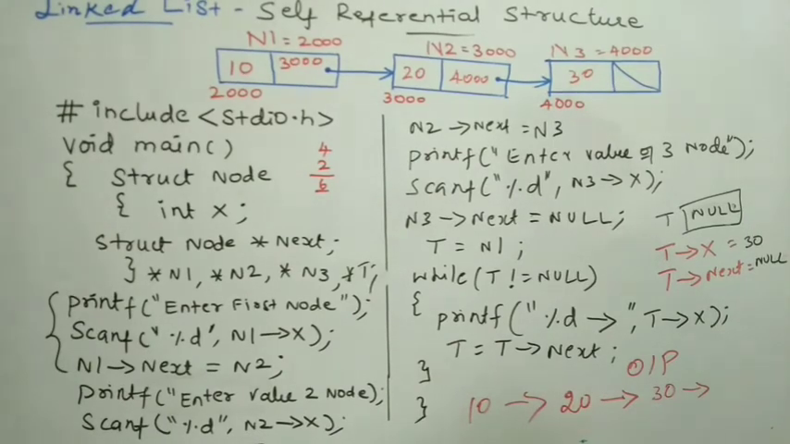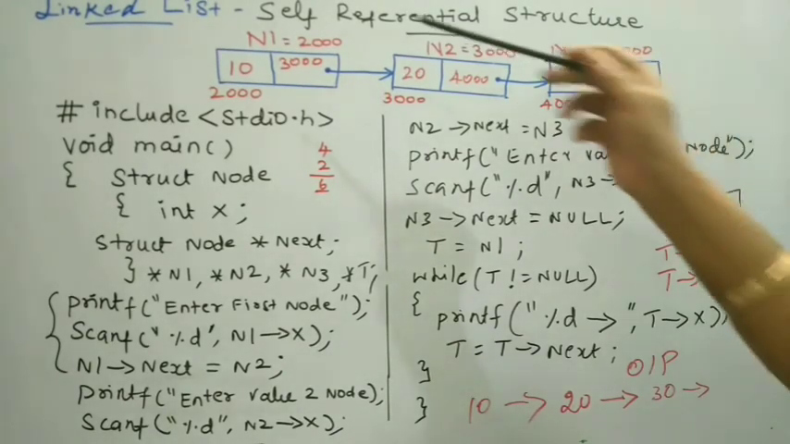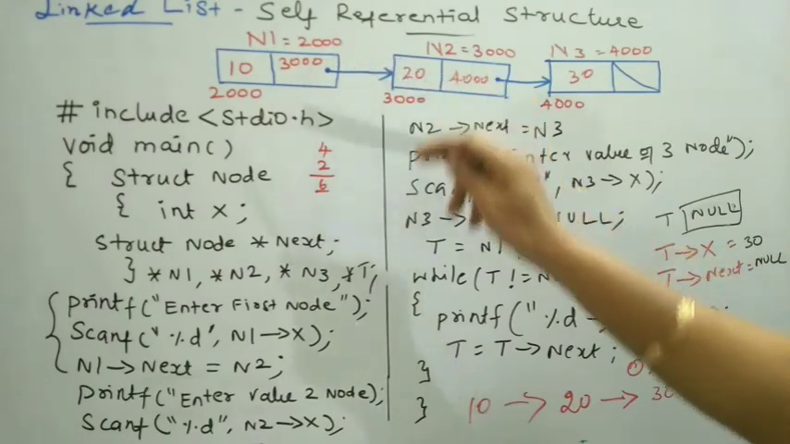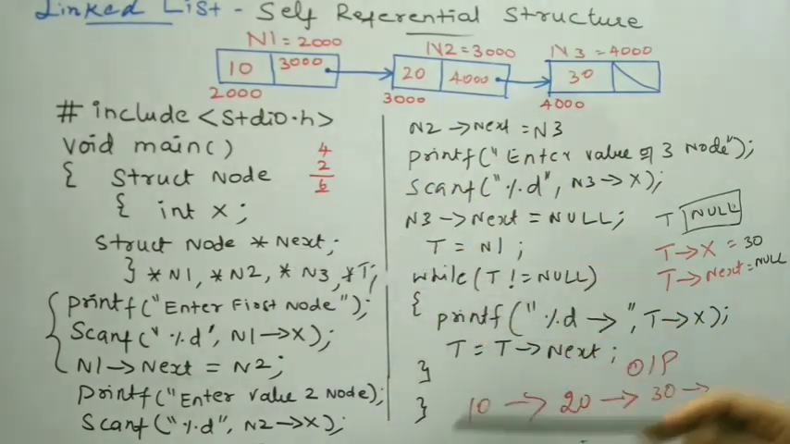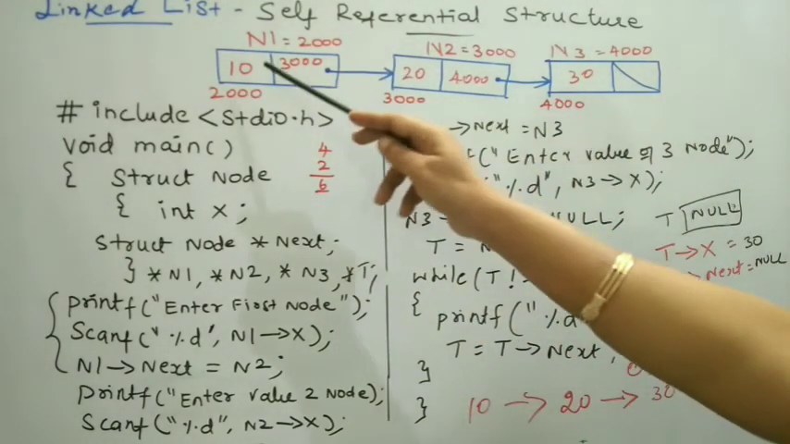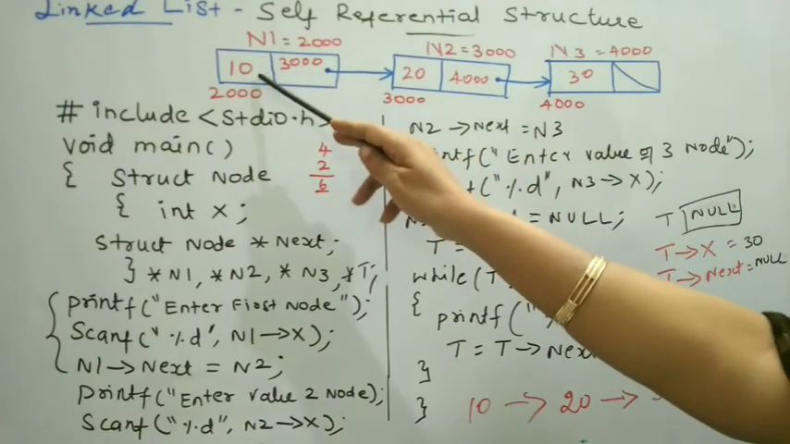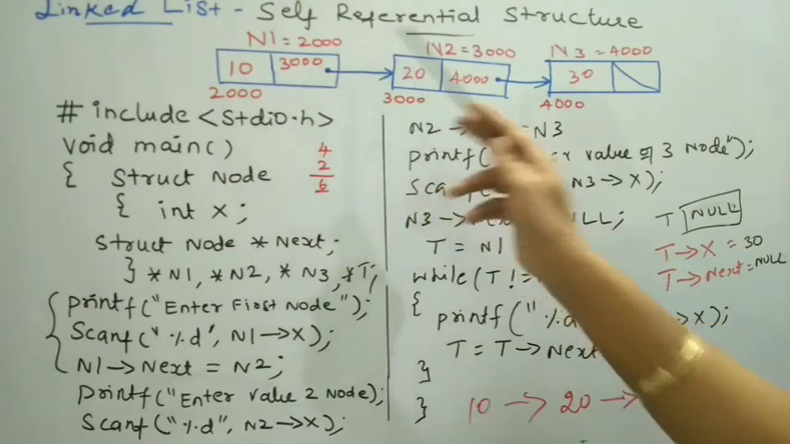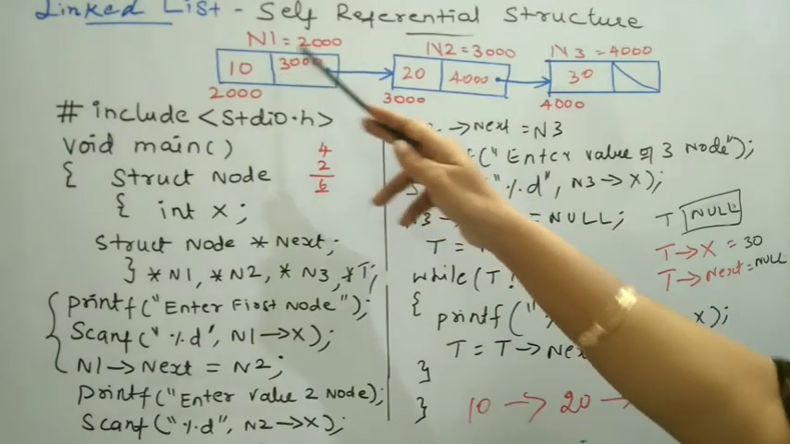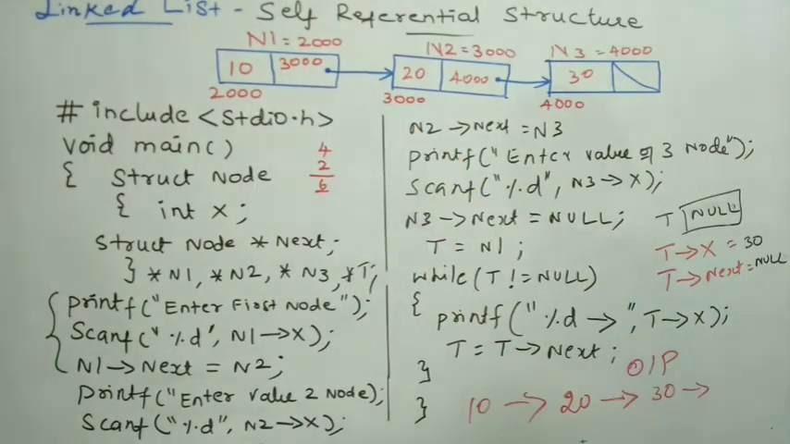A quick recap of whatever I have discussed. To declare this node structure, I am using a structure. Why is it so? Node contains two data members. One is an integer value, another one is a pointer value. So to combine a collection of data of different data types, I am going to use a structure.